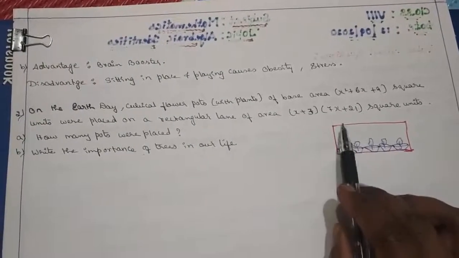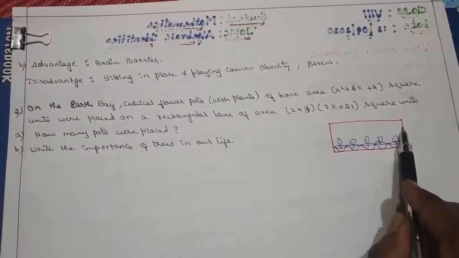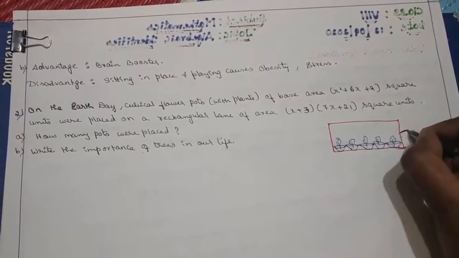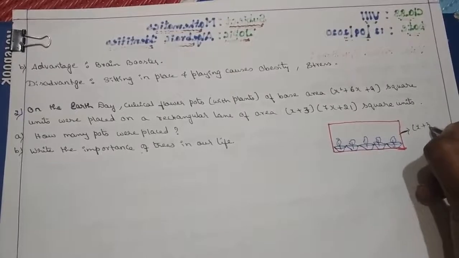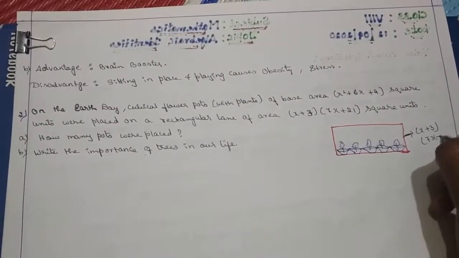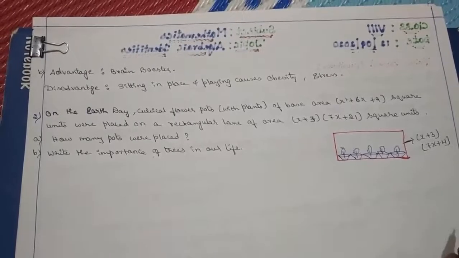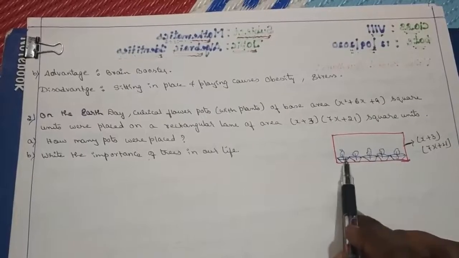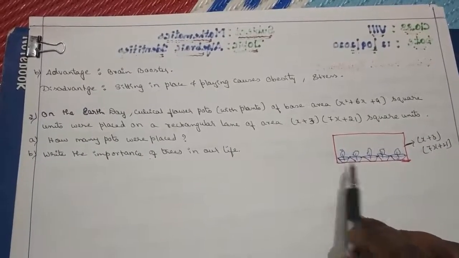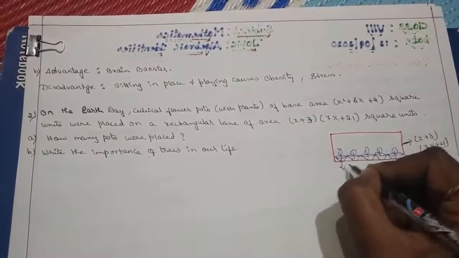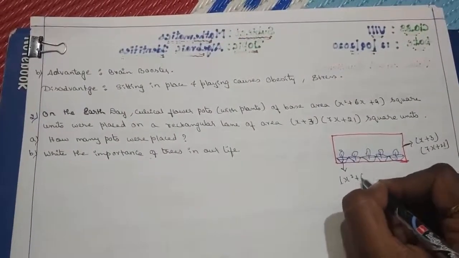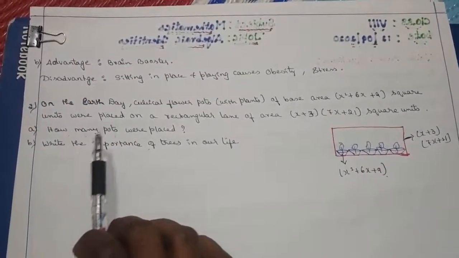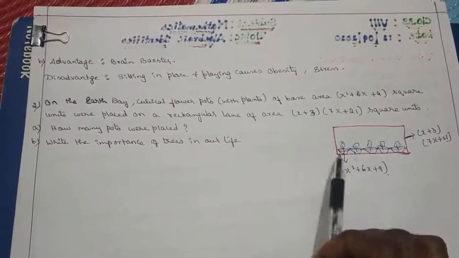So here you can observe, this is a rectangular plot having an area of x plus 3 into 7x plus 21 square units. And you can observe here the pots have been placed in the rectangular lane whose area of the base of the pot is x square plus 6x plus 9. And here the question is asked, how many pots were placed in the given area?